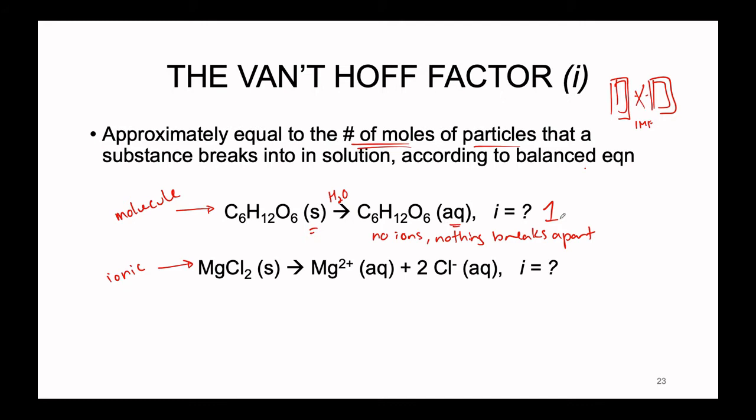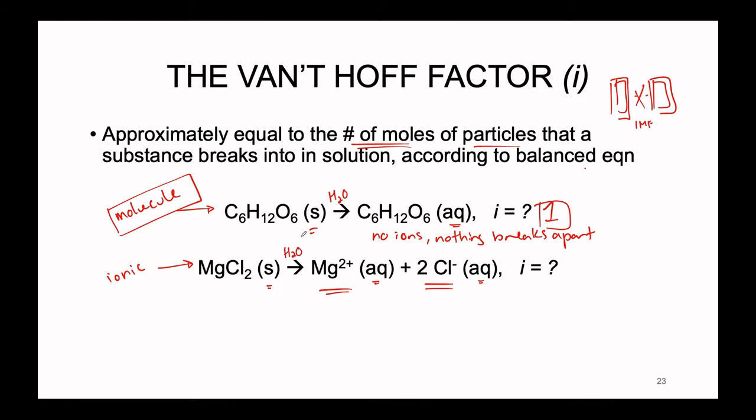So when it comes to molecules, things that do not break into smaller pieces, things that don't break down into ions or smaller atoms, the Van 't Hoff factor will always be 1. Ionic things behave differently. As we know, ions break down in solution into charged pieces. So magnesium chloride, for instance, breaks down into 1 magnesium 2+ ion and 2 chloride ions. We can see the magnesium chloride is labeled as a solid on the left. The magnesium and the chloride are labeled as aqueous on the right. They have dissolved in the presence of water.